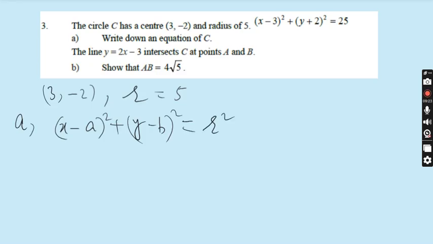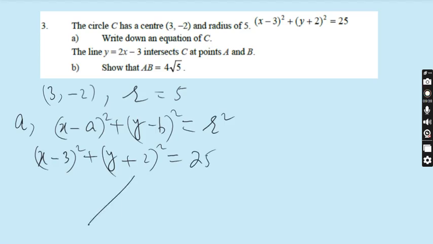That is (x - a)² + (y - b)² = r². So (x - 3)² + (y + 2)² = r². 5 squared is 25. This is the answer. So this part is very easy.